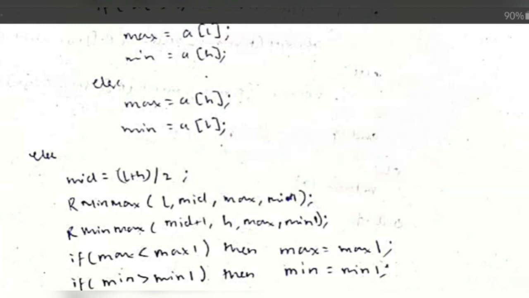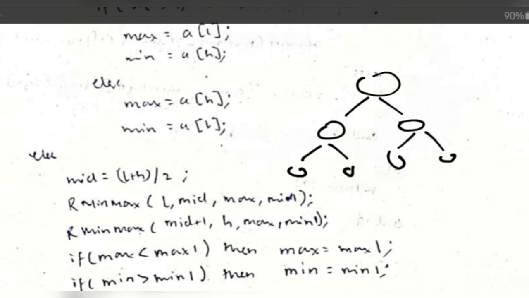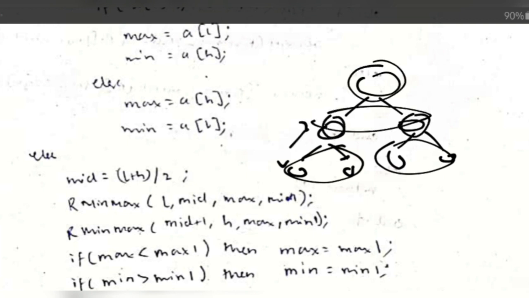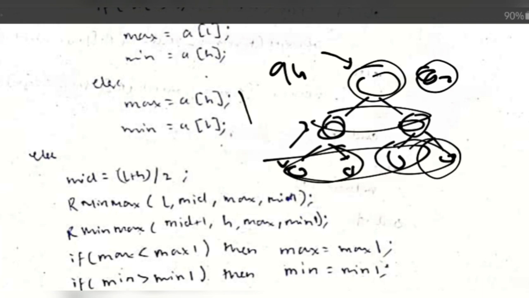Okay, so a quick recap: we are dividing the array into many parts and finding the maximum and the minimum among each part, and then comparing and returning the maximum and minimum, and again comparing till we reach the top position. At the top position we'll have the maximum among all these and the minimum among all these. So this is the divide and conquer rule for finding the maximum and minimum element.